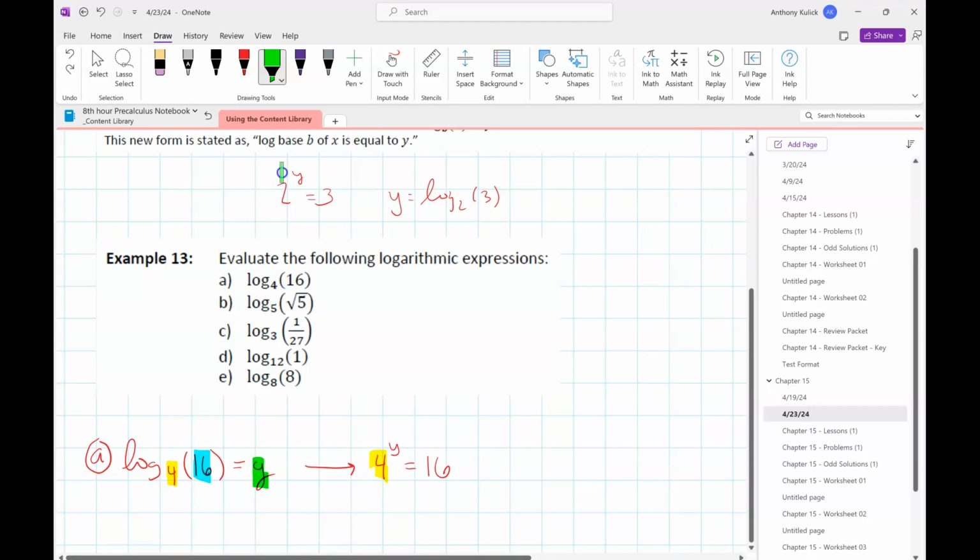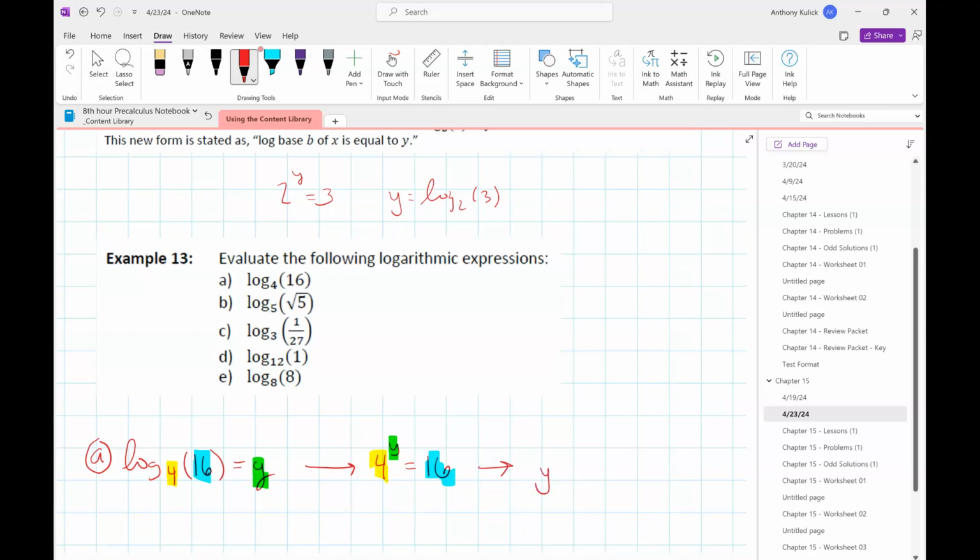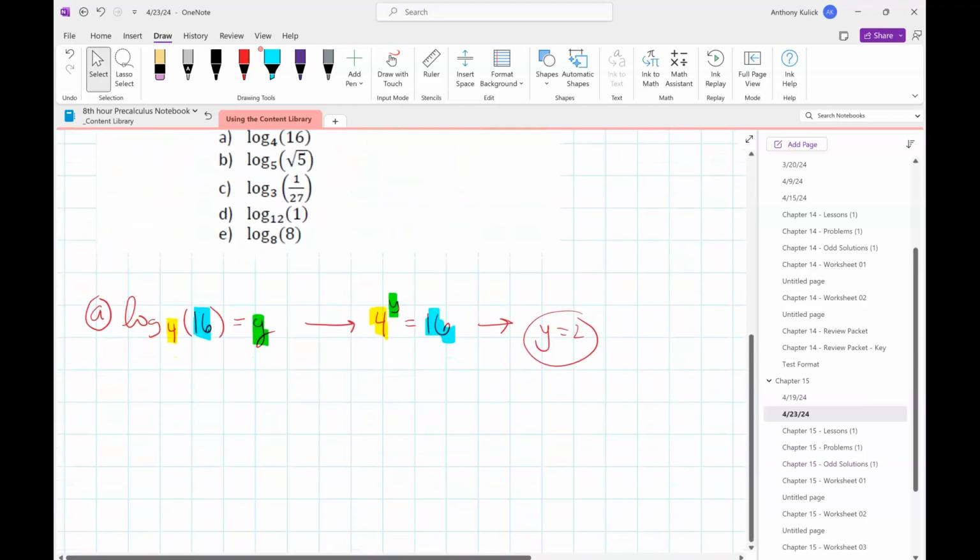So if I look at this, 4 to the y equals 16. What power of 4 is equal to 16? 2, right? Easy peasy.